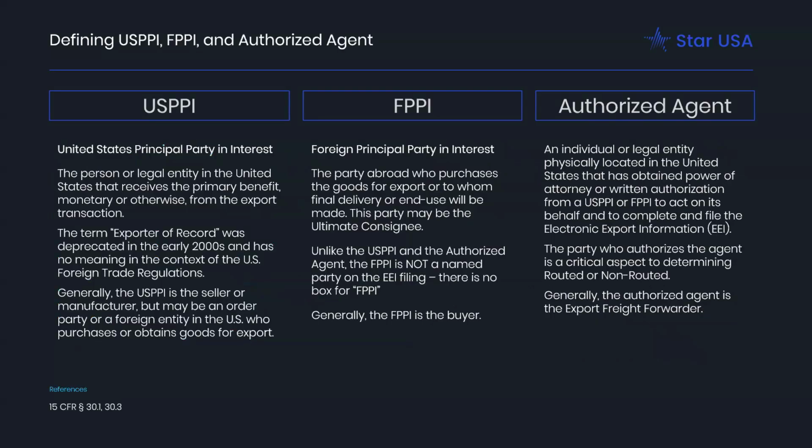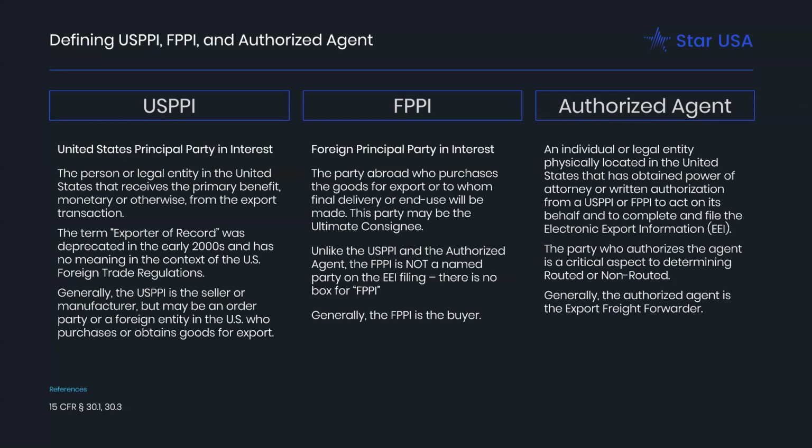So it's important to know which parties have a role in the transaction. And the three key parties for the foreign trade regulations are the USPPI, the FPPI, and the authorized agent. The PPI stands for principal party in interest. That replaces the term exporter of record that was deprecated in the early 2000s. So we no longer use exporter of record in the regulations. That phrase has no meaning under the law. Instead, we use USPPI, which is your United States principal party in interest.